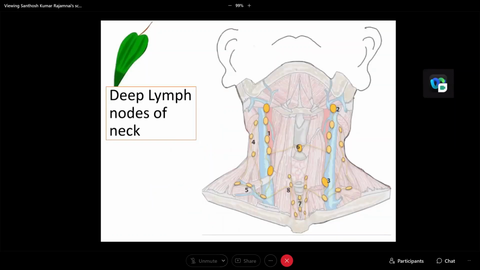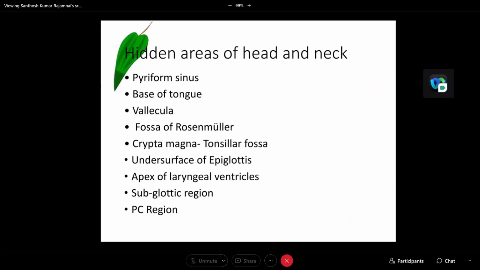These are deep cervical nodes, as we just talked about. When we are talking about hidden areas, I want to mention this because it's an important viva question and also an important short note: the hidden areas of the head and neck, which can harbor a small hidden primary, but the secondary may be very big.